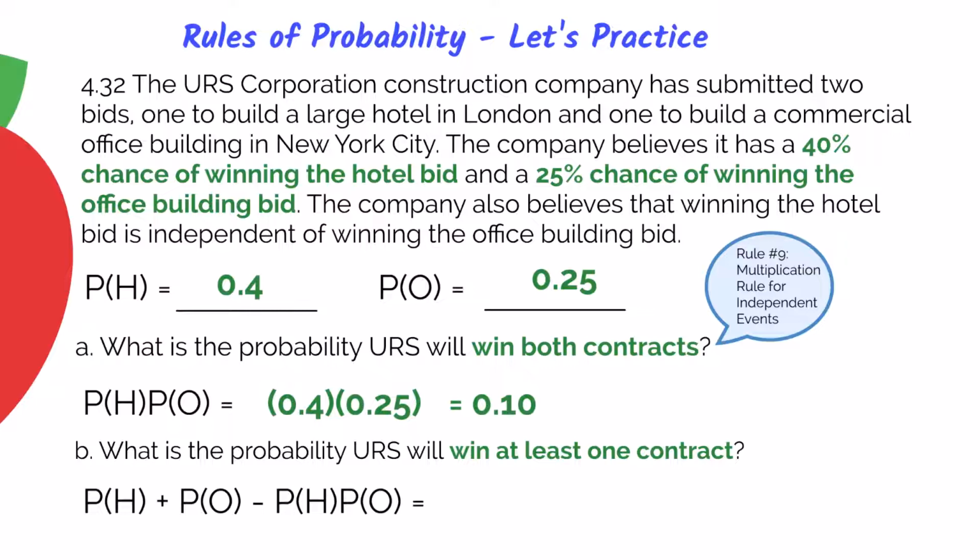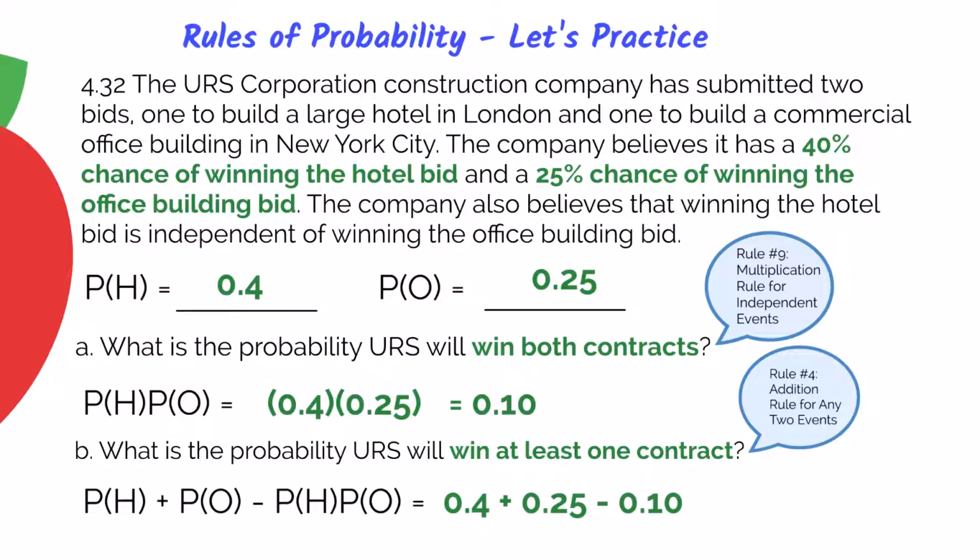Let's look at the probability that URS will win at least one contract. This is rule number 4, the addition rule for any two events. In this instance, we take the probability of winning the hotel plus the probability of winning the office building, and then we subtract the probability of winning both contracts. So we take 0.4 plus 0.25, and then we subtract the 0.1, and we get a 0.55 chance of winning at least one contract.